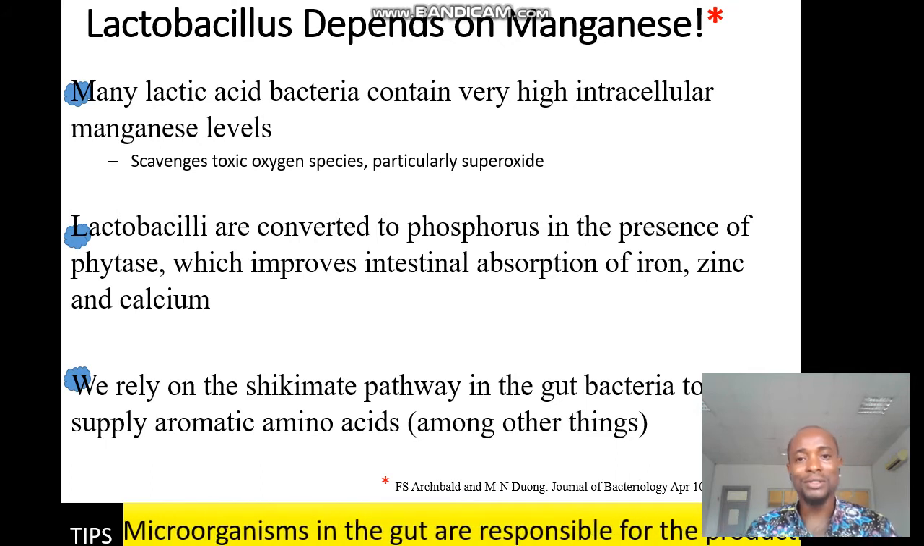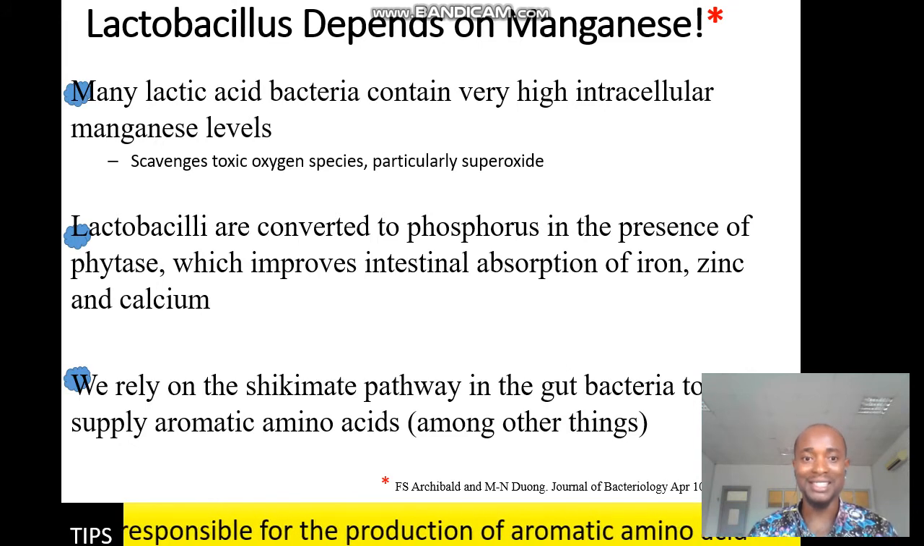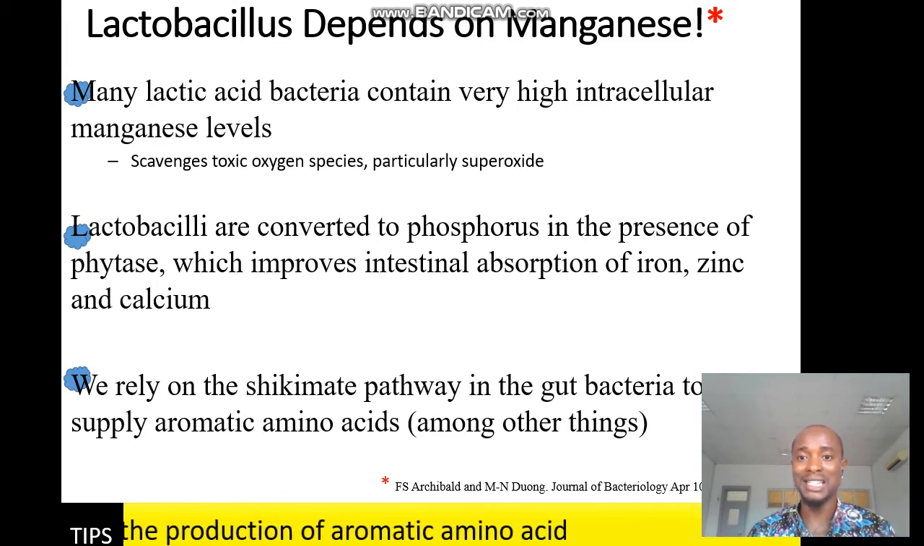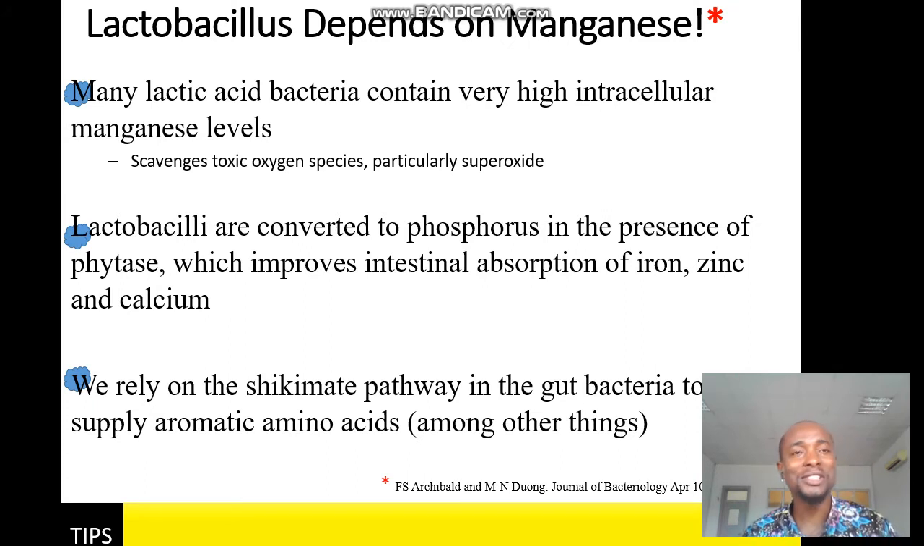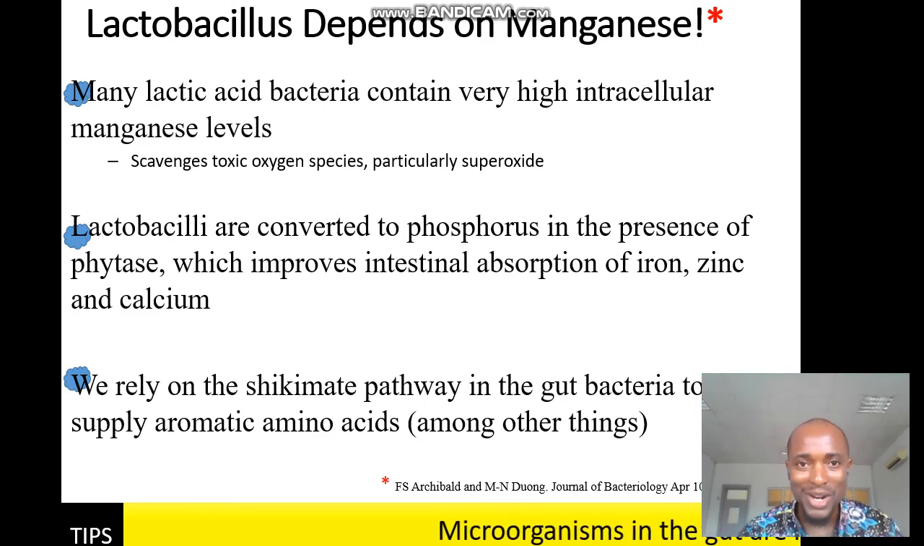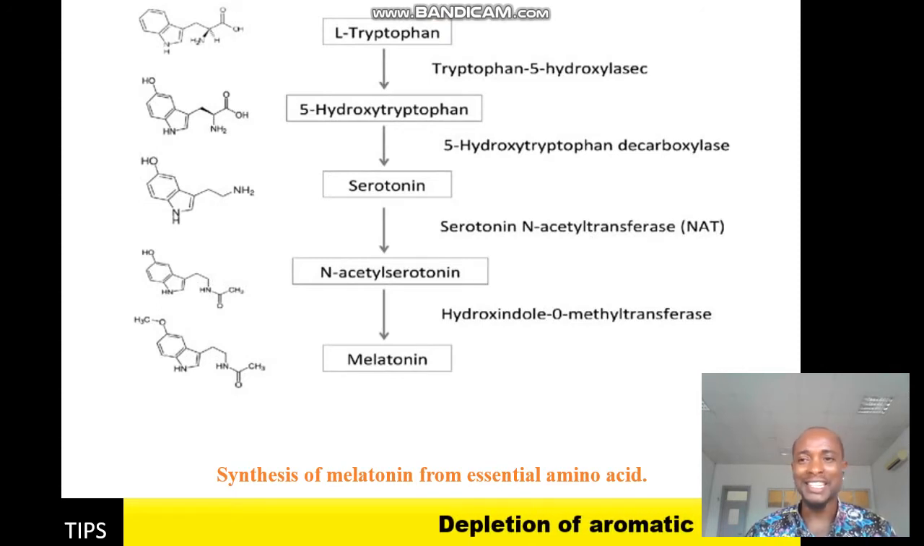Now we talk about aromatic amino acids. Our supply of aromatic amino acids is essentially from the shikimate pathway in the gut bacteria. Yes, human beings don't have the shikimate pathway, but the bacteria in the guts do have the shikimate pathway, and they are the ones responsible for the production, or manufacturing, of the aromatic amino acids. We talk about tryptophan, tyrosine, and then phenylalanine. These are the three aromatic amino acids.